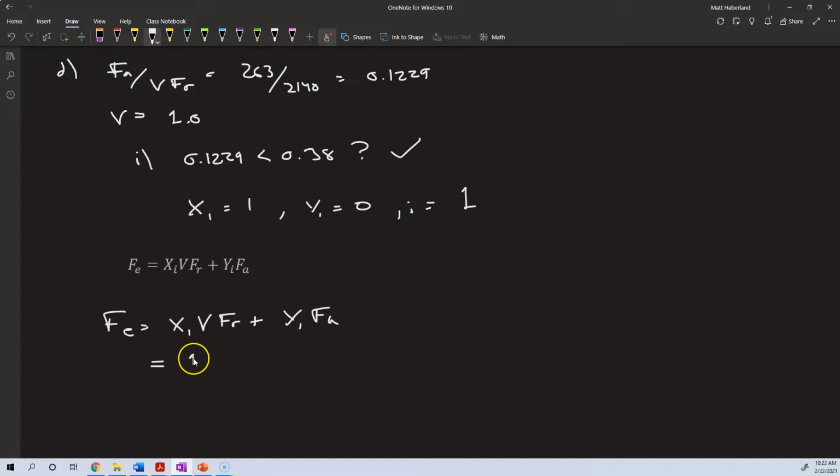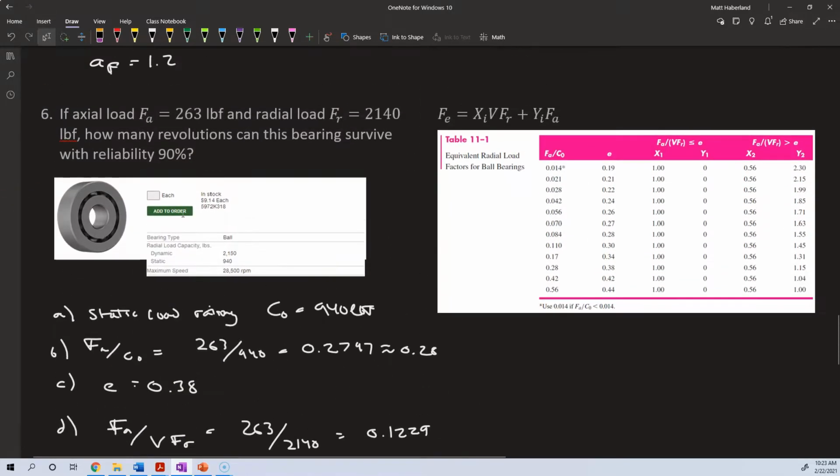That is equal to 1 times FR plus 0 times FA. That's just equal to FR. So our equivalent radial load in this case is equal to our original radial load, 2140 pounds force. Because the axial load was so small relative to the radial load, we don't even have to consider it. It's really not going to affect whether the bearing fails or not.